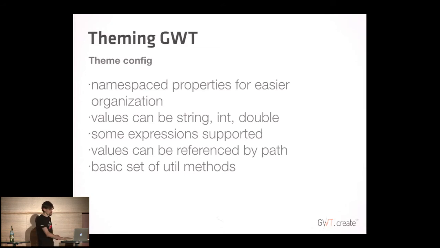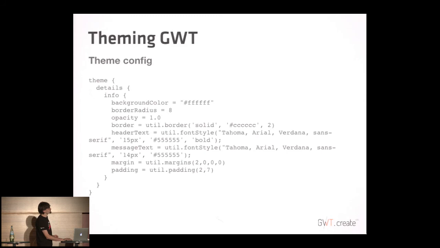Values can be referenced by path. So if I've already declared an opacity value up earlier in the file, I can say opacity equals theme.opacity to reference existing values. So this lets you define in one part of the file all the basic constants you're using and then reference them throughout. Makes maintenance much easier.